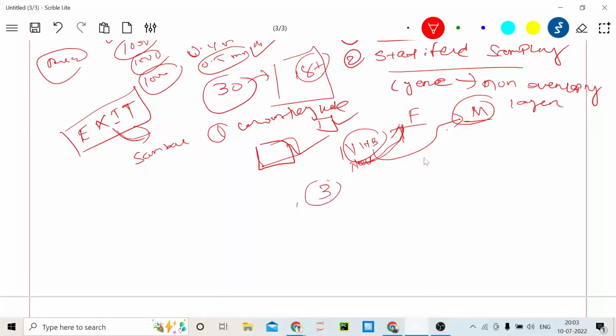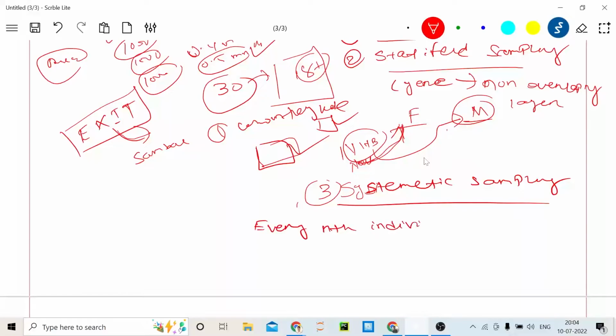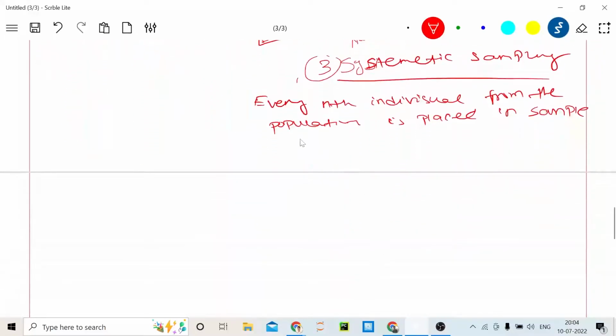And there is a third technique, called systematic sampling. Systematic sampling means that every nth individual from the population is placed in the sample. For example, I tell you to go collect a survey. There is a row outside the shopping mall, people going to buy something in that mall, and I tell you to pick every sixth person and take a survey. In the row you collect one in every sixth person. After that, five persons are gone, then you take the sixth person once again, and once again the sixth person. That is called systematic sampling.